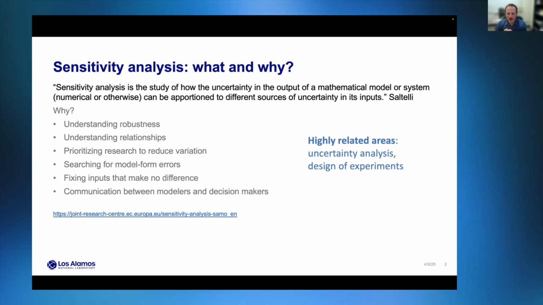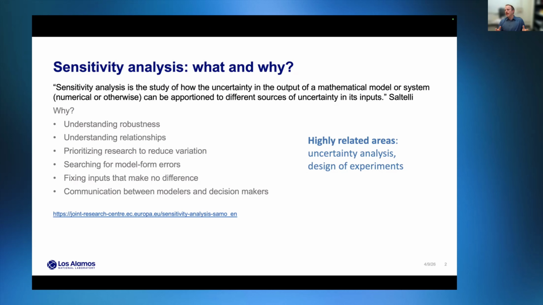We can think about fixing inputs that make no difference. We work with a lot of high dimensional models at Los Alamos, thousands of inputs. If actually there's 10 underlying inputs that are important, then it's really valuable to know what those are so we can better design model runs that explore those variations. And we could do it much more cheaply if we know there's only 10 active dimensions rather than 1,000.